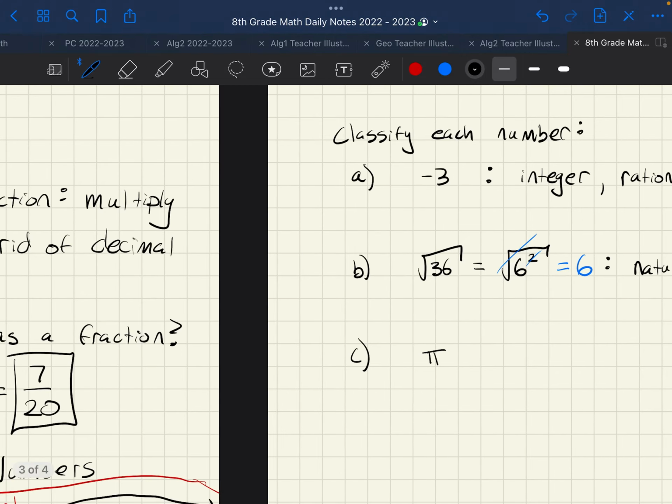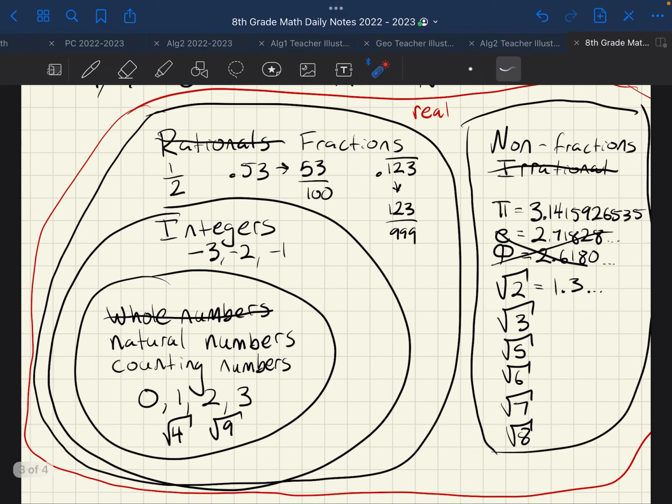What about pi? So pi doesn't belong over here anywhere on the left-hand side because it doesn't have a clear pattern. When you don't have a clear pattern, you're considered an irrational number. You cannot write it as a fraction.